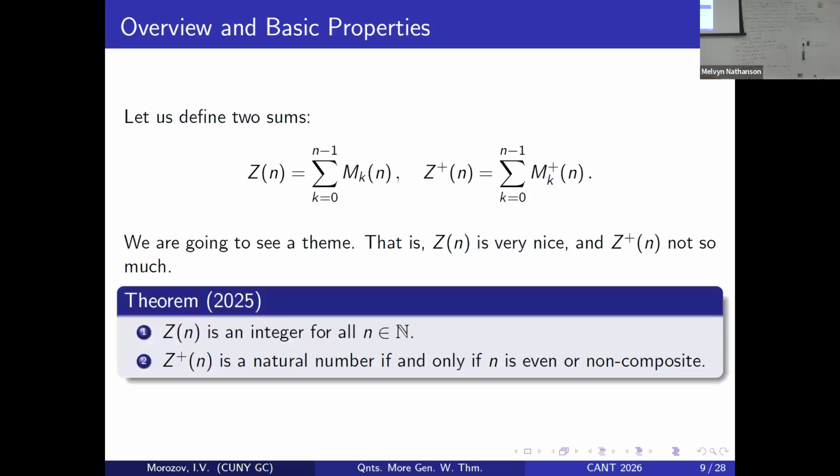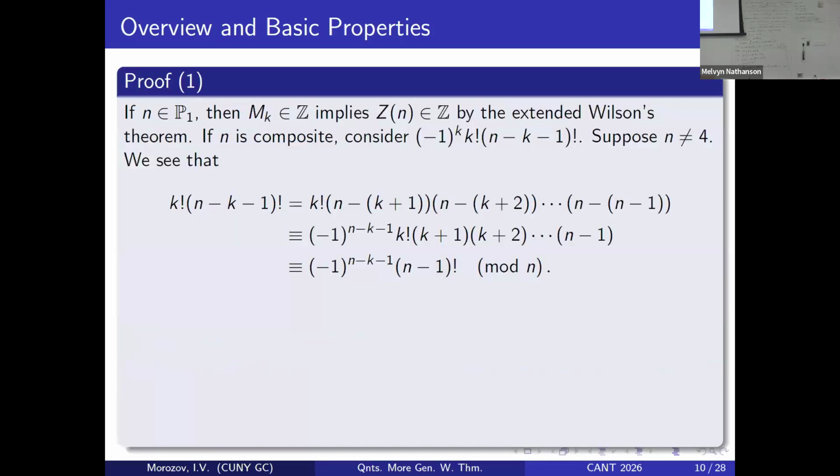So, for example, the first theorem, the first property we're going to see: Z(n) is going to be an integer for all natural numbers, and Z plus of n is going to be a natural number if and only if n is even or non-composite. So I'll show the proof of the first statement.